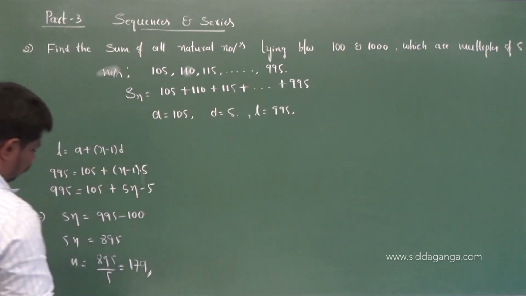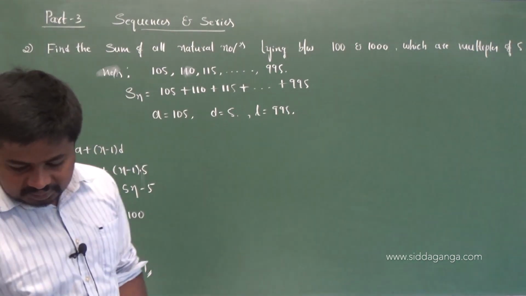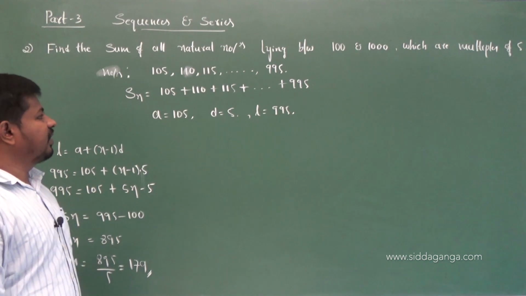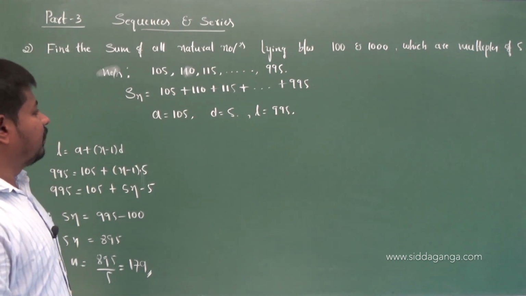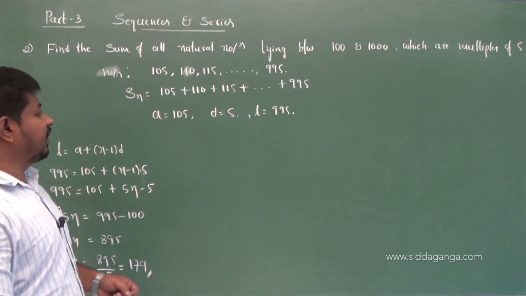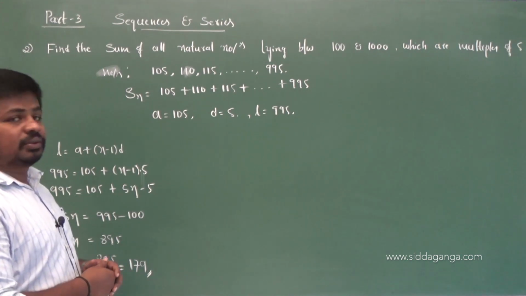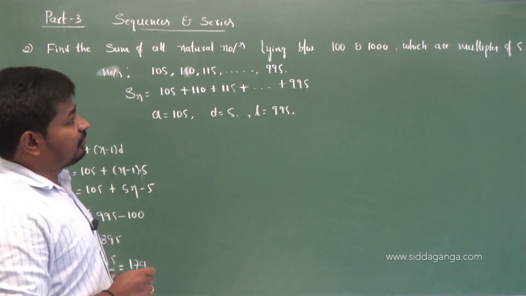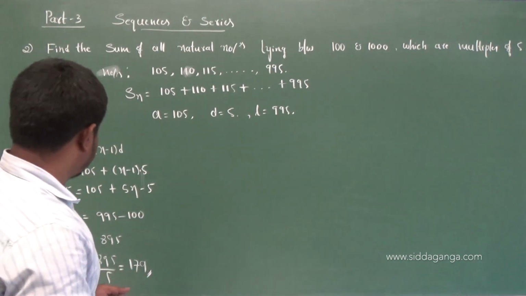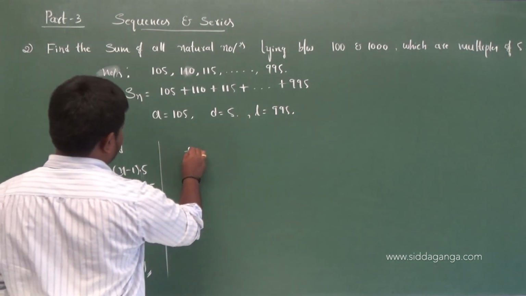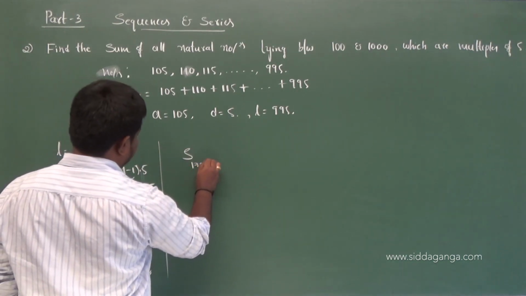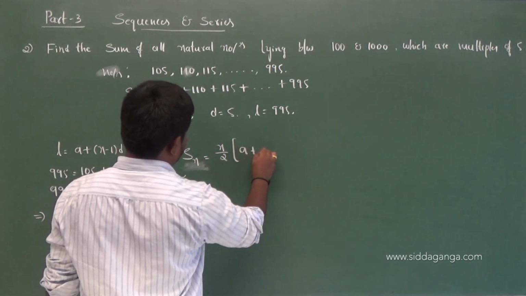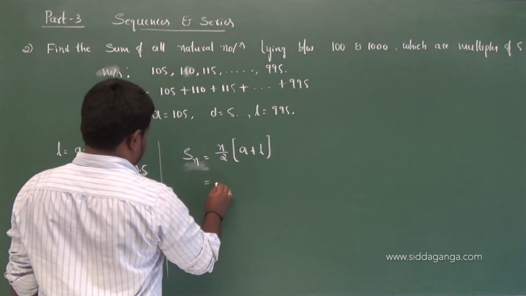So you get N is 179. There are 179 multiples of 5 that can be seen between 100 and 1000. Now, we have got N. So, Sn is equal to N by 2 into the second formula, that is A plus L, using the first and the last term.